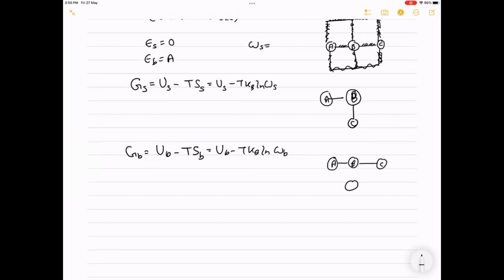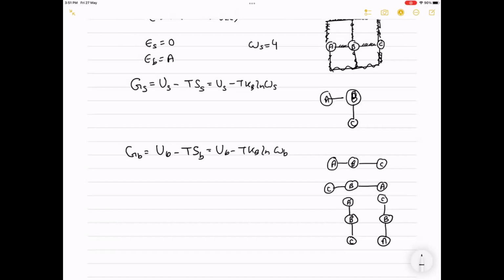In the second one, what can happen? B stays in its place, C rotates and comes here, then A goes here. The other possibility is that B still stays in its place, A goes up, and C goes down. Then the other possibility is just the reverse of this: C stays up and A goes down, right? So we know that W for the straight state is equal to 4.